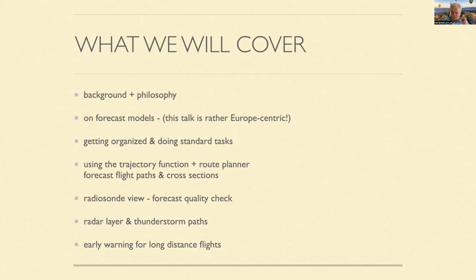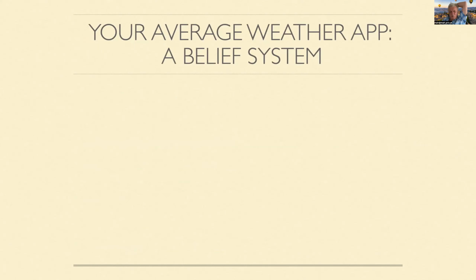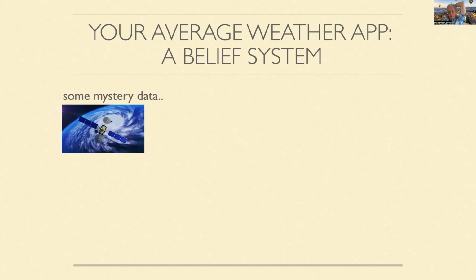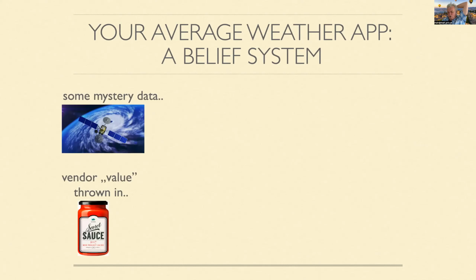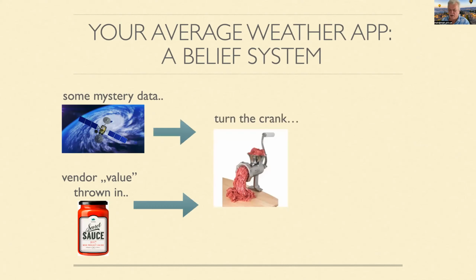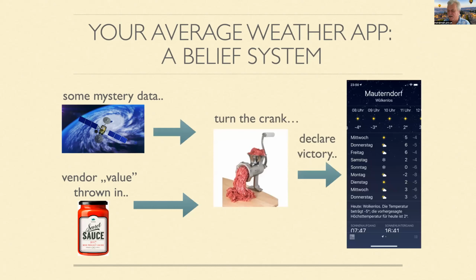Your average app usually works like so. It doesn't tell you where the data comes from. It throws in some secret source of a vendor value, whatever that happens to be. They turn the crank and suddenly they declare victory and say, this is the weather for you. It doesn't give you any information on how it came to the conclusion, where the information was coming from, or what the reliability of this estimate is going to be, and the like.